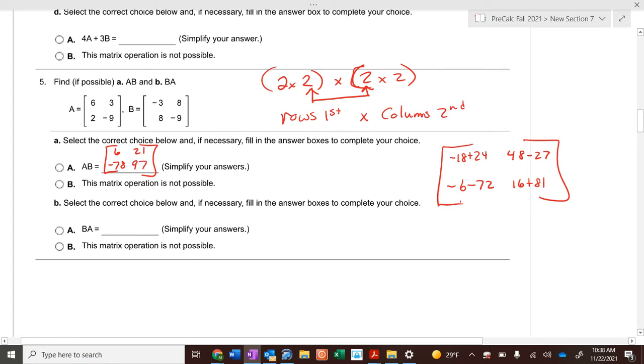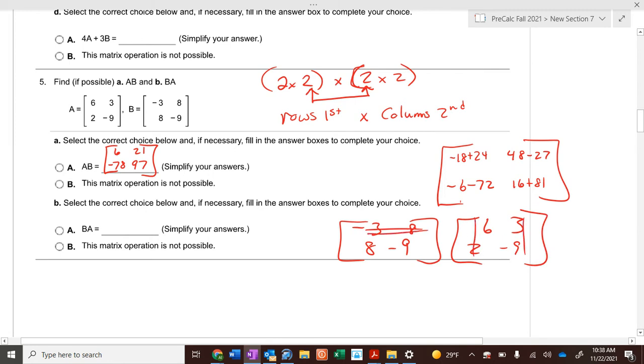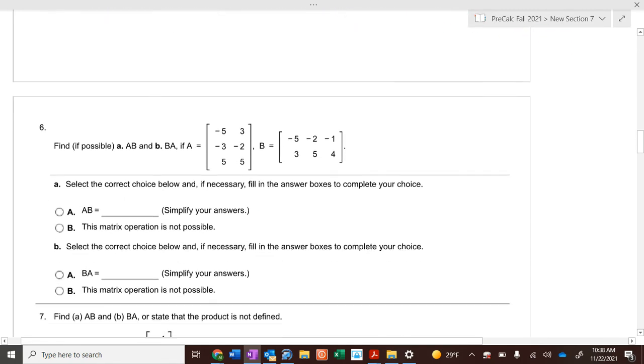Okay? B times A, then what you do is just put them in the order of -3, 8, 8, -9, and 6, 3, 2, -9, and just take this row times this column, and then this row times this column, and so on. Same type of thing. Okay, shouldn't have to go through every one of those.